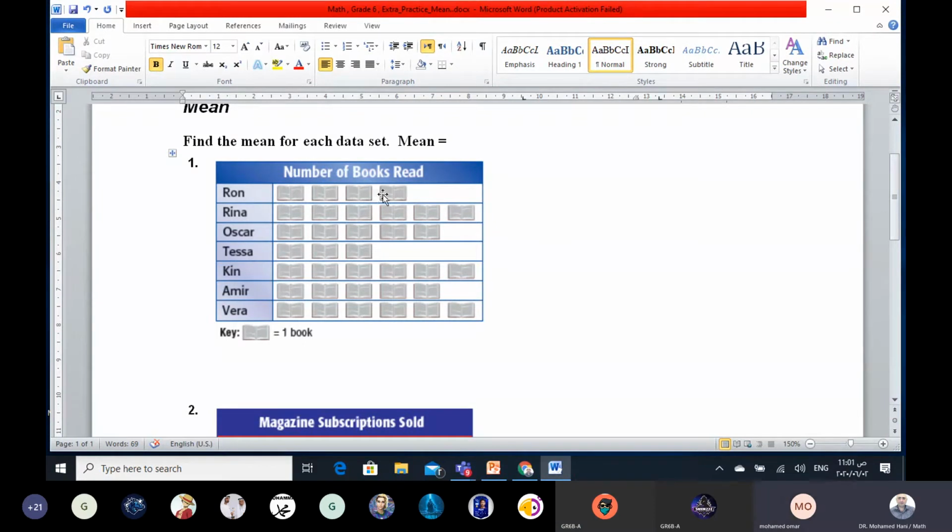Here we have 4, and here we have 6, which will be 10, and here we have 5, which will be 15, and here we have 3, which will be 18, and here we have 6, which will be 24. Here we have 5, 24 plus 5 will be 29, and here we have 6, which will be 35. So the total here will be 35.